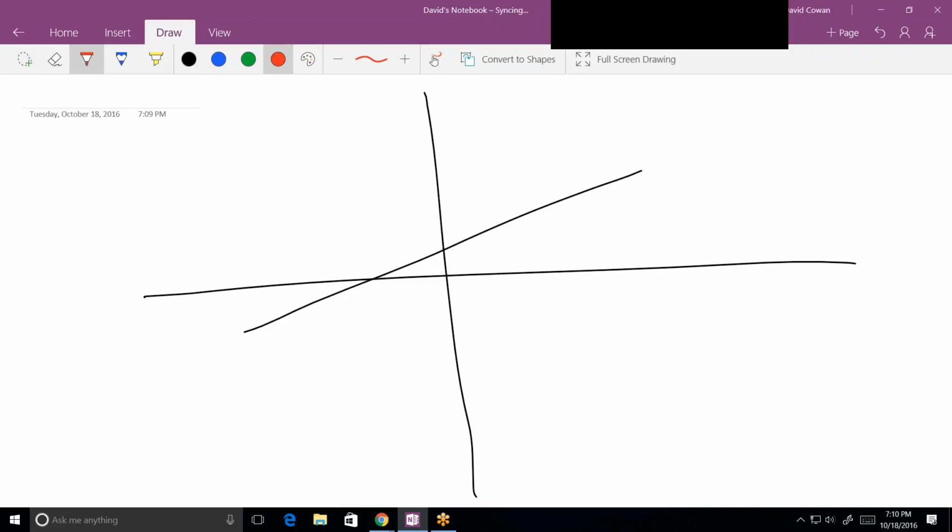Black. Positive or negative? That is positive. Correct. The red. That's negative. The green. That's positive. The blue.